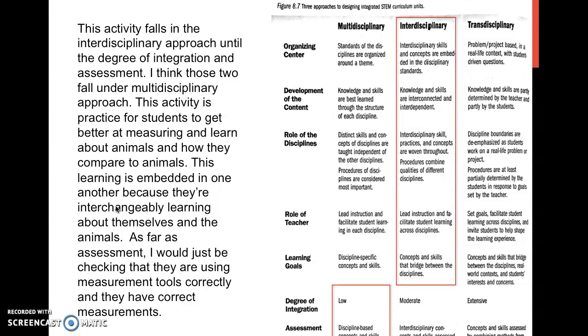As far as assessment goes for such an activity, I would just be checking that they're using the measuring tools correctly, as well as that they have reasonable measurements of their ears and height and feet. I will know what mine are, and most of the time, other than feet, all their measurements should be less than mine, so I should be able to gauge where they are in the process of measuring.